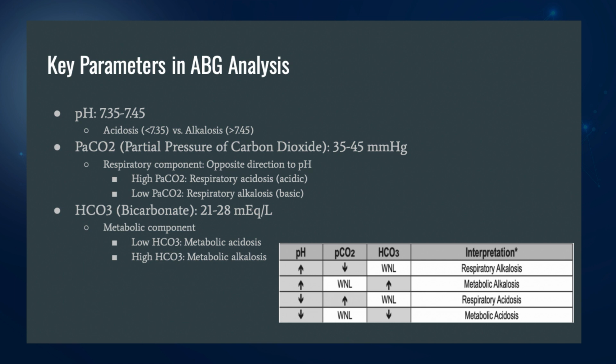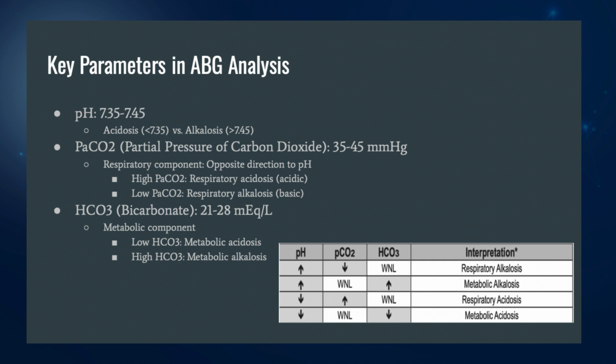Our first one is our pH. The normal range is 7.35 to 7.45. So if it is less than 7.35, we know that it is acidosis, and if it is greater than 7.45, we know that it is alkalosis.